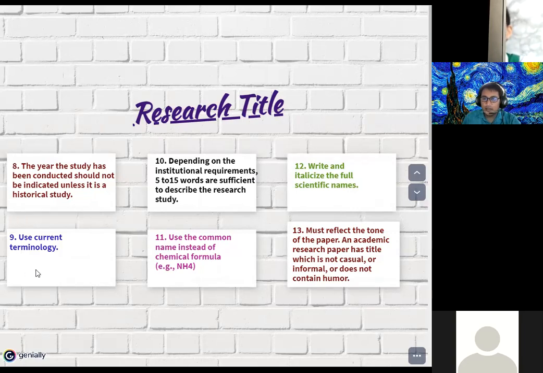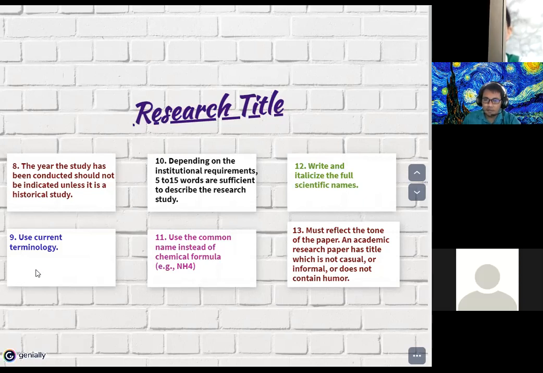Nine. Use current terminologies. Do not use those obsolete terminologies. Okay? So wag na yung obsolete na mga terminologies nung unang panahon pa. Mga panahon pa ni Kopong-Kopong na terminologies. Okay? Use the current terminologies being used right now.